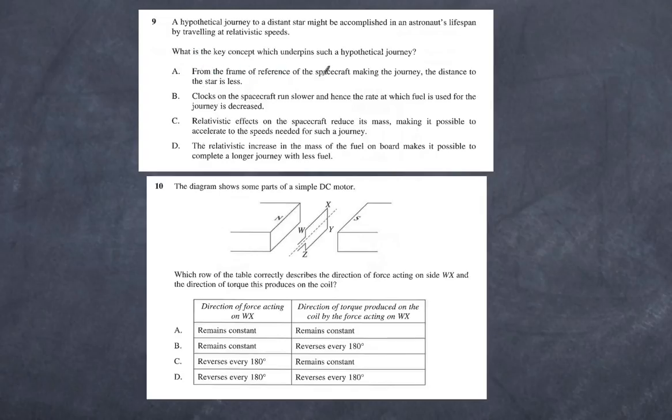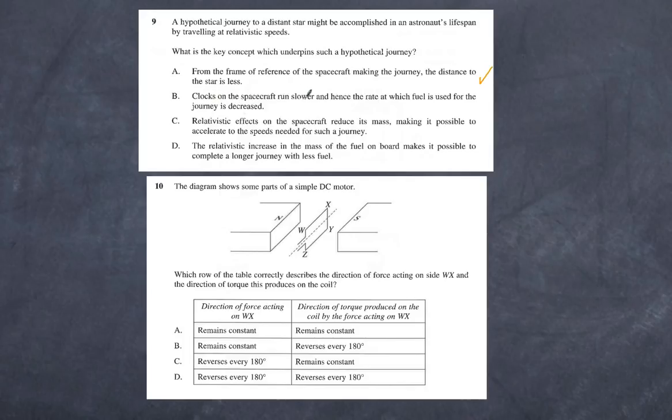From the frame of reference of the spacecraft making the journey, the distance to the star is less. So as far as the person on the spacecraft is concerned, the universe has a certain length in the direction of travel, but because that is outside their frame of reference, it shortens, and so the distance becomes short. The universe contracts, so to speak, so this certainly sounds correct.